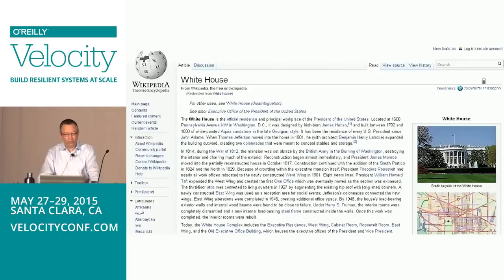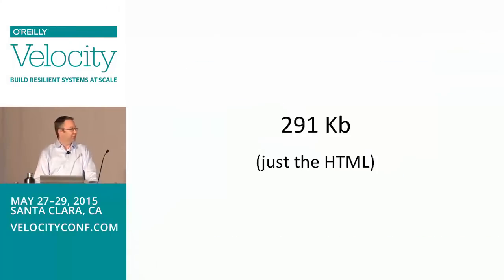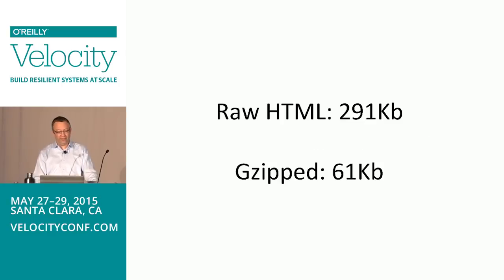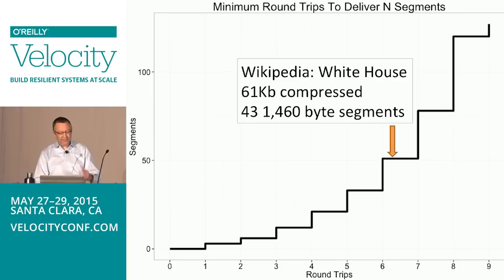So what's this mean for a real web page? Here's the Wikipedia page for the White House. The HTML for this page is 291 kilobytes. We probably won't have to transfer 291 kilobytes because HTTP supports content compression during transit via the accept encoding header. And so the browser is only going to have to download about 61 kilobytes of compressed data, which will fit in 43 1,460 byte segments, which can be transferred in no less than 6 round trips.